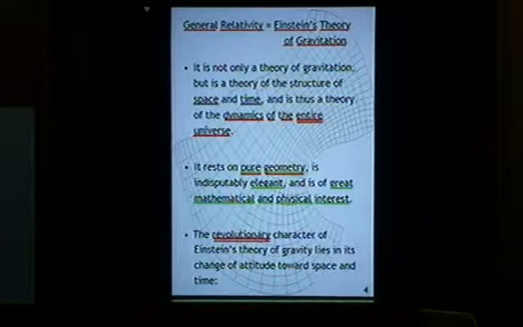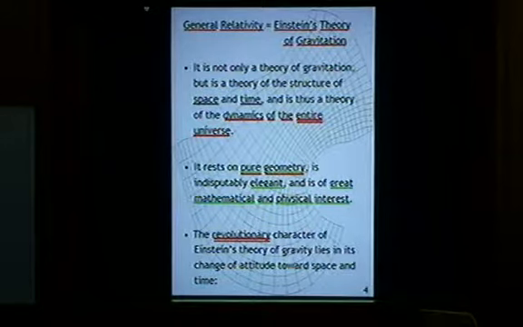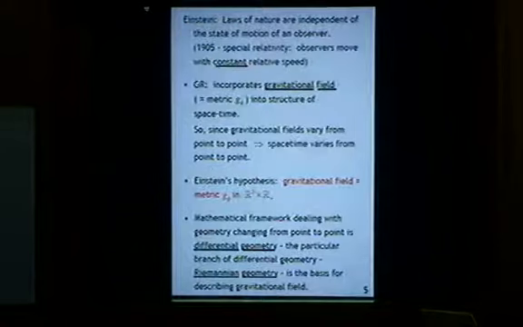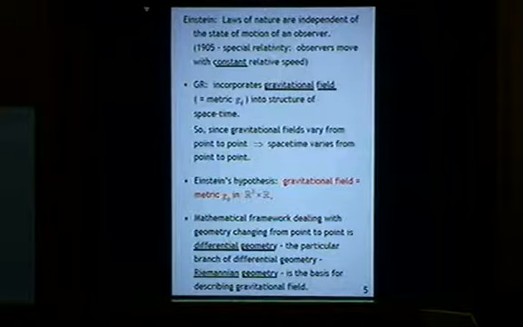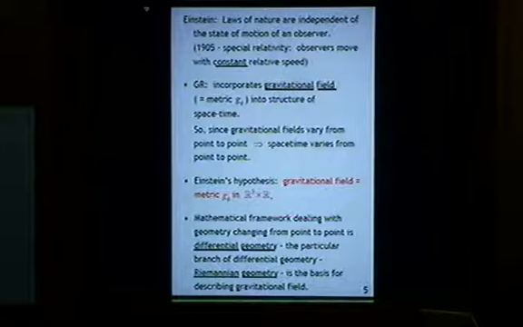The revolutionary character of Einstein's theory of gravity lies in its change of our attitude towards space and time. It changes what we knew for thousands of years. According to Einstein, the laws of nature are independent of the state of motion of an observer. In 1905, special relativity was constructed by Einstein, where observers move with a constant speed, no acceleration allowed. It took him 10 years to allow acceleration into it to get the theory of general relativity.